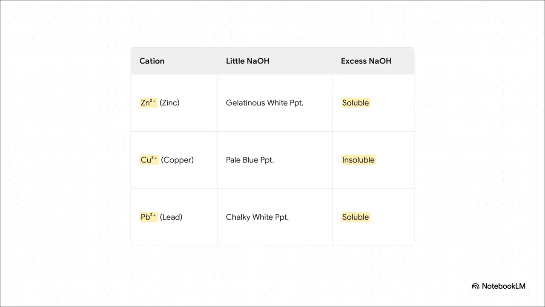And this table right here shows you why being precise is so important. Just look at zinc and lead. They both give a white precipitate that dissolves in excess sodium hydroxide. So how do you tell them apart? The examiner gives you clues in the description. Zinc is described as gelatinous, while lead is chalky. Meanwhile, copper is a whole different story with its pale blue precipitate that doesn't dissolve. Memorizing these exact words is what gets you the marks.